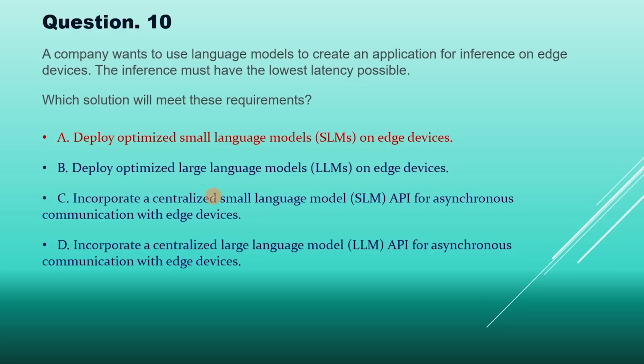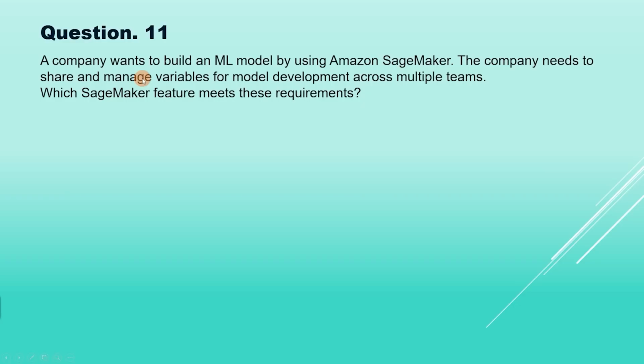And this is because deploying optimized small language models on edge devices ensures low latency, because the inference happens directly on the devices without relying on cloud communication. And small language models are lightweight and designed to run efficiently on devices with limited resources, making them ideal for edge computing. Now question number 11.